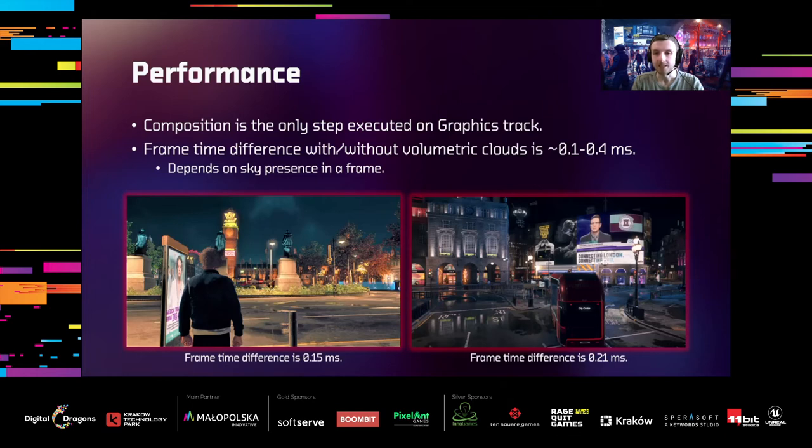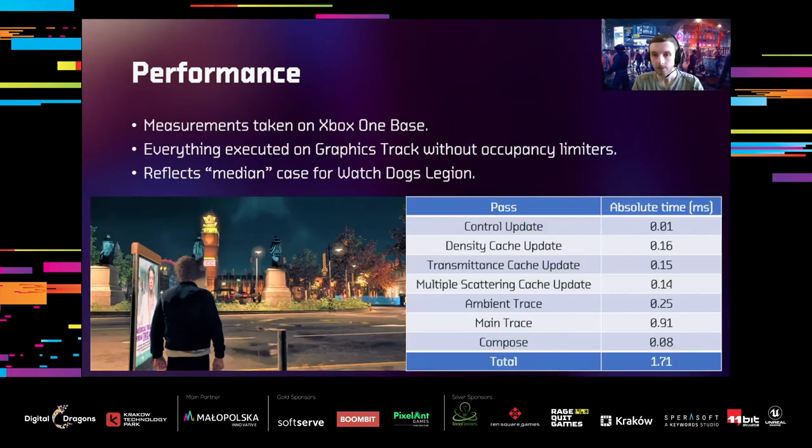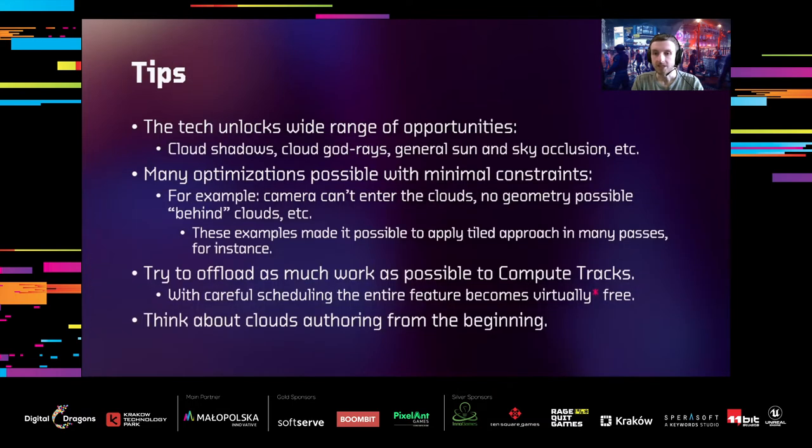In most cases, the median frame time difference for this way of measurement is about 0.2 milliseconds when measured on Xbox One base. There are some more details about individual passes performance when they run on the graphics track without any limiters. In this scenario, the total cost of the system is about 1.7 milliseconds. So compared to the numbers when compute tracks are enabled, it highlights that about 89% of the system cost was saved, making the system virtually free. That's pretty much it for the volumetric cloud rendering in Watch Dogs Legion.